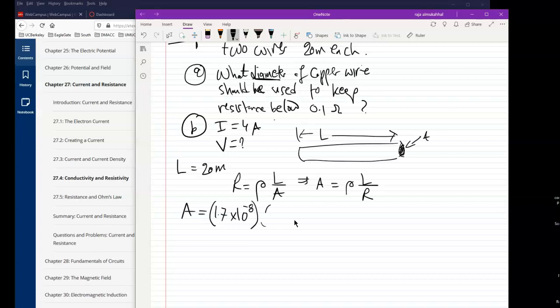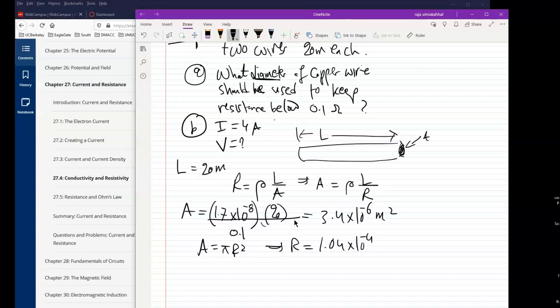Multiply this by the length, which is 20 meters, and then divide by 0.1. He gives it to us as well, and then we calculate that, and it turned out to be 3.4 times 10 to the negative 6 meters squared. And then of course A equals pi r squared, and that will give us r. The radius in this case is 1.04 times 10 to the negative 4, which is 1.04 millimeter. Okay, I'm copying from my notes.